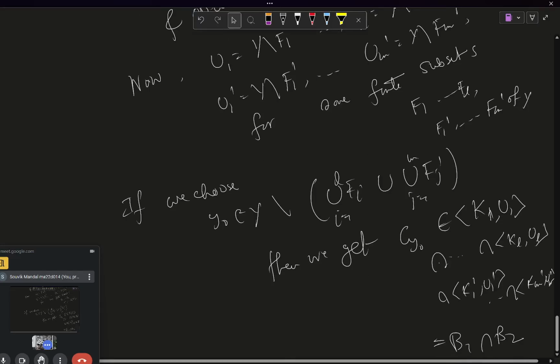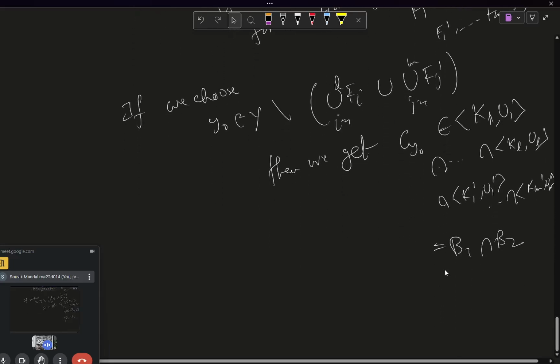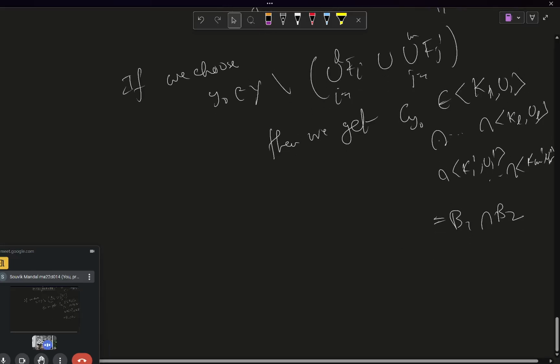Now if we choose y0 belonging to Y, then we get this belongs to K1, and so this is equal to B1 and B2. That's how the connectedness argument goes. So this is it. That's all for the objective questions.